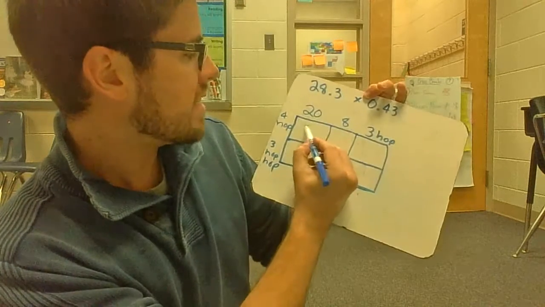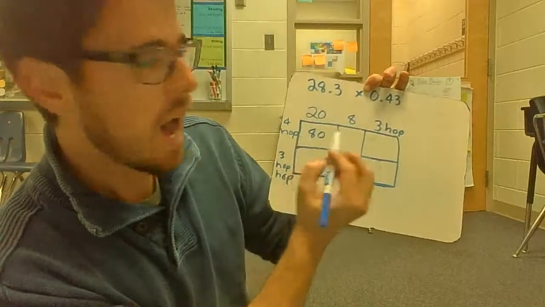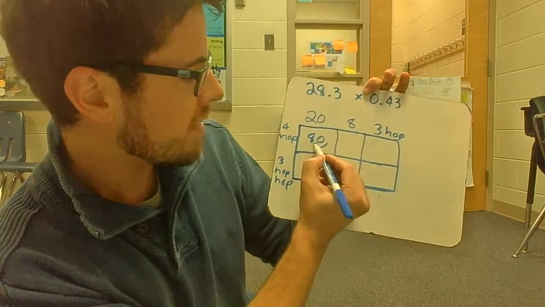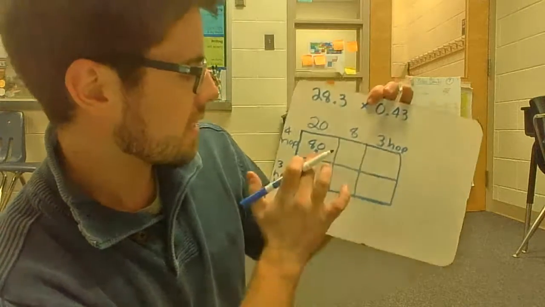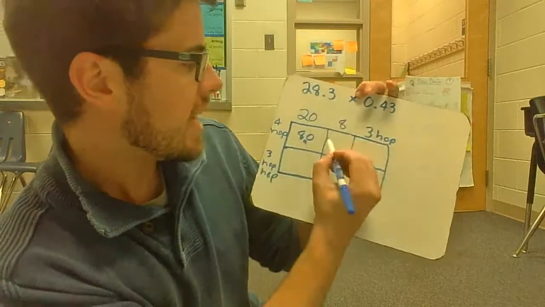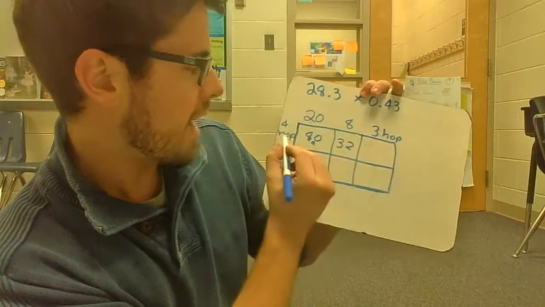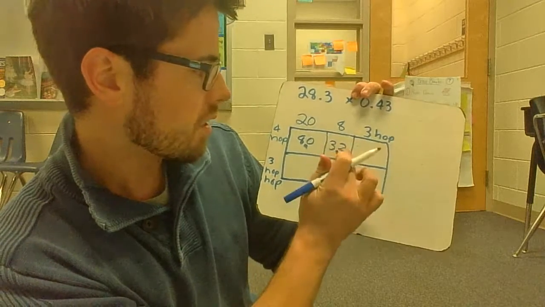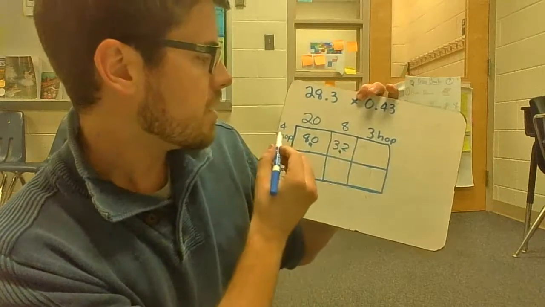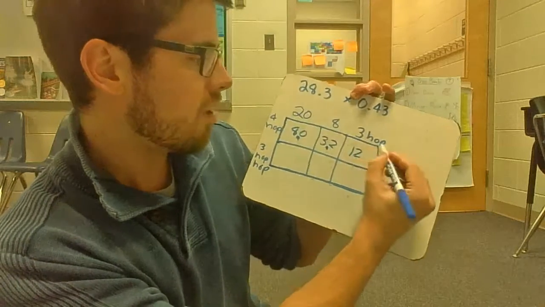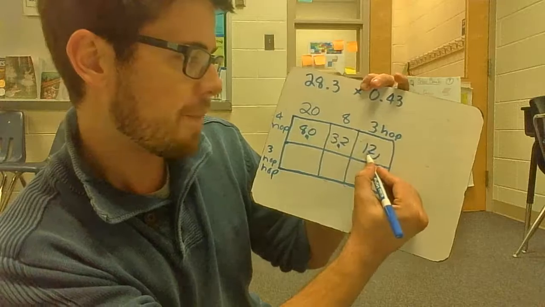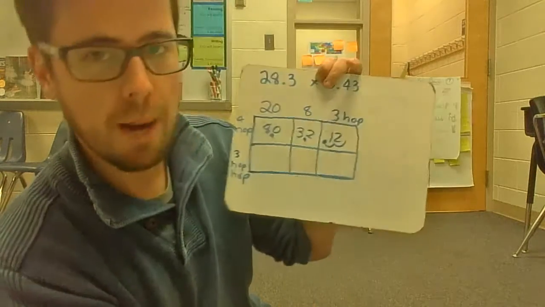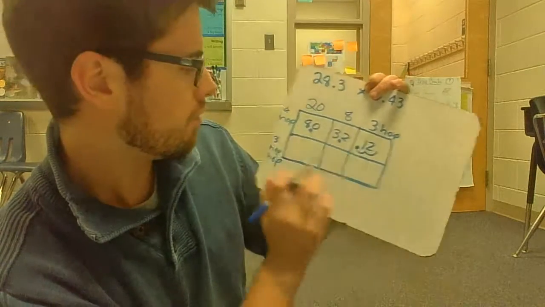4 times 20 is 80, but we have a hop. So we're going to hop over to make this not 80, but 8. And I can just erase this so that's not confusing. And 4 times 8 is 32, but we have a hop. So we'll hop this over. And 4 times 3 is 12, but we have a hop here and a hop here. So we do 1 hop and 2 hops over to make 0.112.